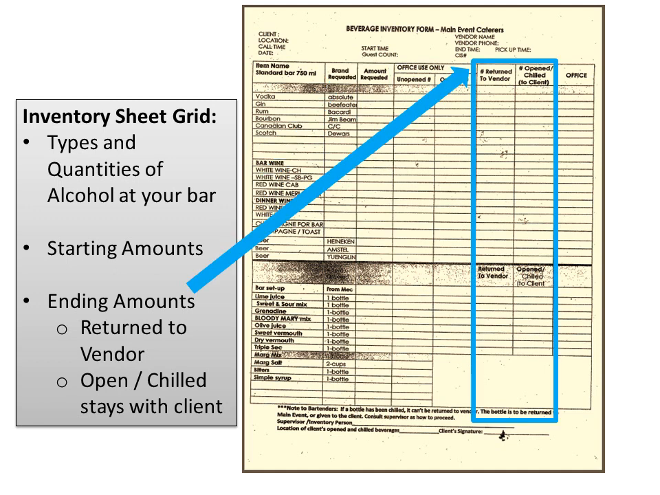After the event has concluded, you will need to fill out 2 columns. The first is the amount returned to the vendor. This is product that is unopened and unchilled. The second column is labeled opened and chilled. This gets left with the client at the end of the night. Anything that is chilled or opened, the client will be charged for. As a bartender, it is very important to not over-chill things and to only open bottles as needed.